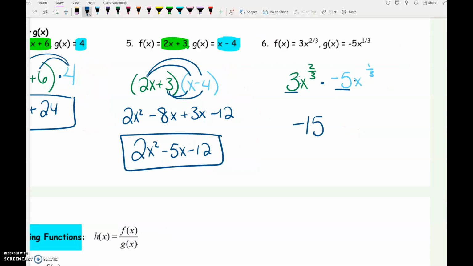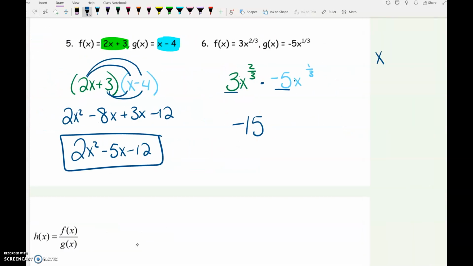When we multiply, I'm going to move this over to the side. If I do x to the 2/3 times x to the 1/3, remember our properties of exponents. If it's multiplication, we're going to add those exponents together. 2/3 plus 1/3 in your calculator is 3/3, which is 1. So this just becomes a plain x.